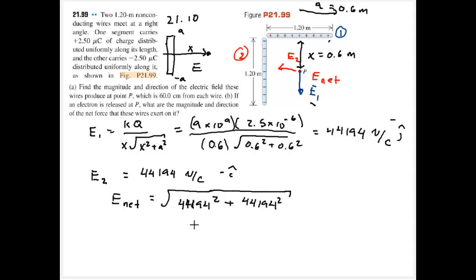Take the square root, and we're going to end up with the net electric field equal to 6.25 times 10 to the 4th newtons per coulomb. The direction, we know that they're equal, so that tells us it's going to be essentially a 45-degree angle. It's going to go right there, so the direction is 45 degrees off of the negative x direction, or off of the negative x axis.